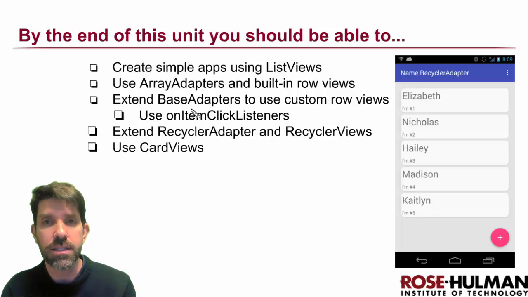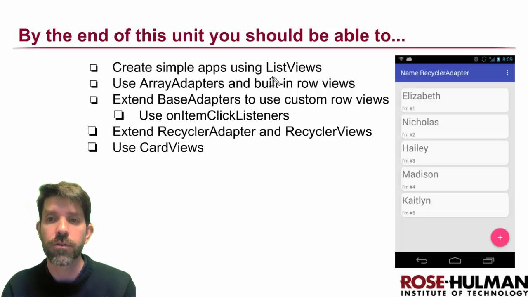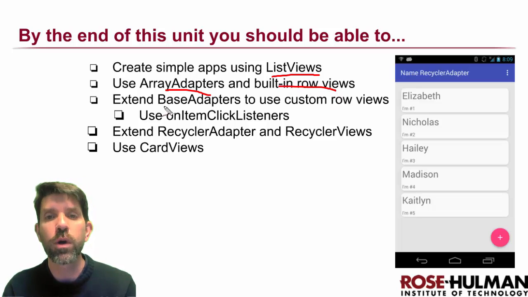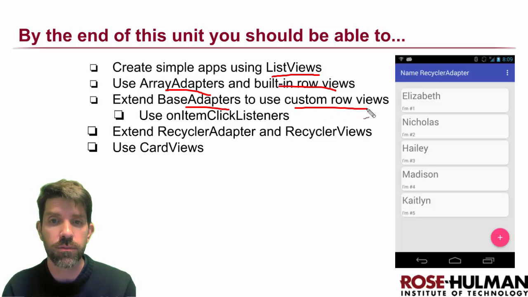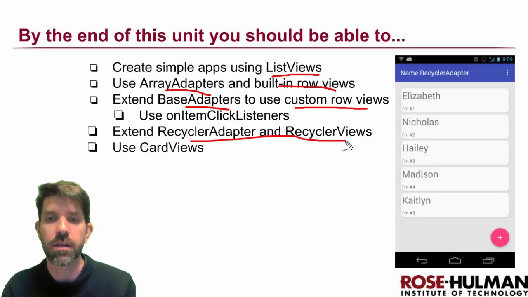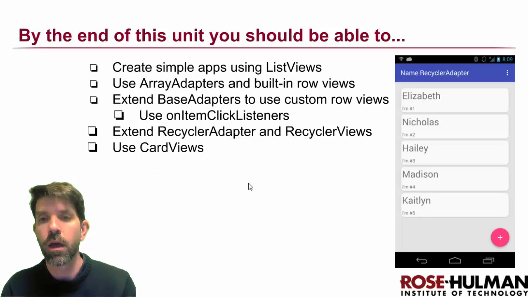The main concepts that you're going to learn from this unit are, first of all, to be able to use simple things like list views, array adapters that are built in, and you can even use built-in row views. Then we'll quickly move from there onto writing our own adapters and using custom views, listening for clicks and everything, so we could edit things, for instance. And then we'll jump into the current state of the art, which are recycler adapters and recycler views, and a little bit with the card views that we've got here with the rounded corners and everything. Lots of fun stuff.